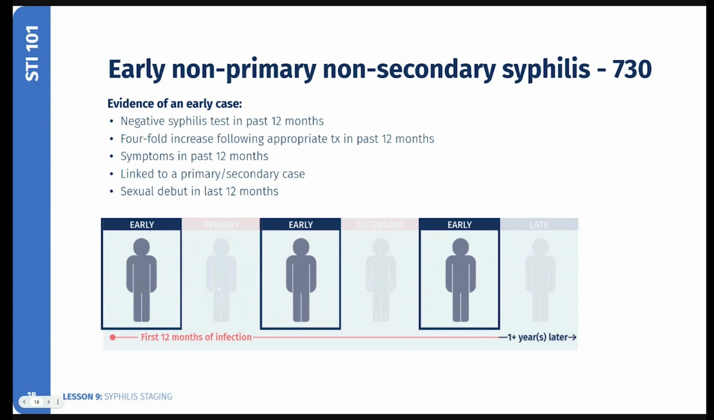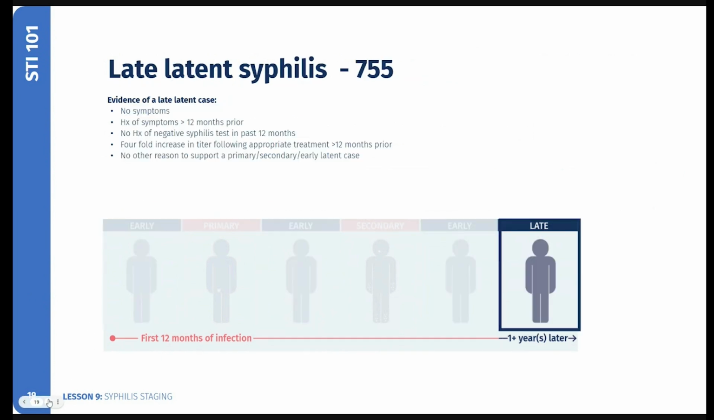If the case is linked to a primary or secondary case, and their exposure periods overlap with the infectious periods of their primary-secondary partners, then you can call them an early case. And if you have someone who reports that their sexual debut occurred in the last 12 months, you can call them an early case. Sexual debut is defined as their first time having any type of intimate contact that could expose them to syphilis, so typically vaginal, oral, and anal sex. An early syphilis case would be assigned the disease code of 730.